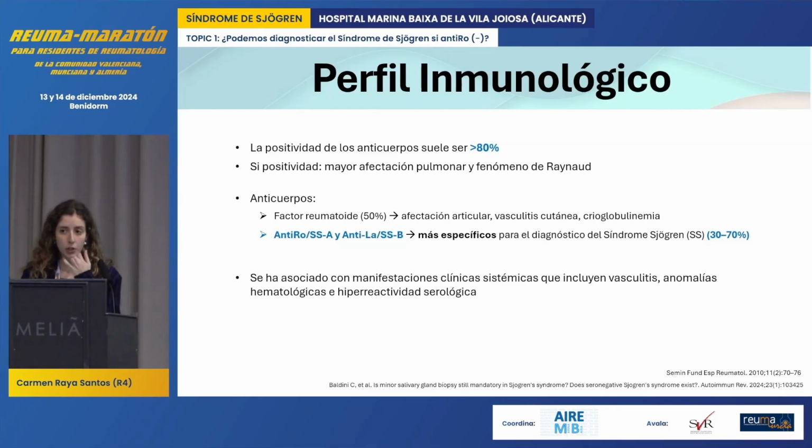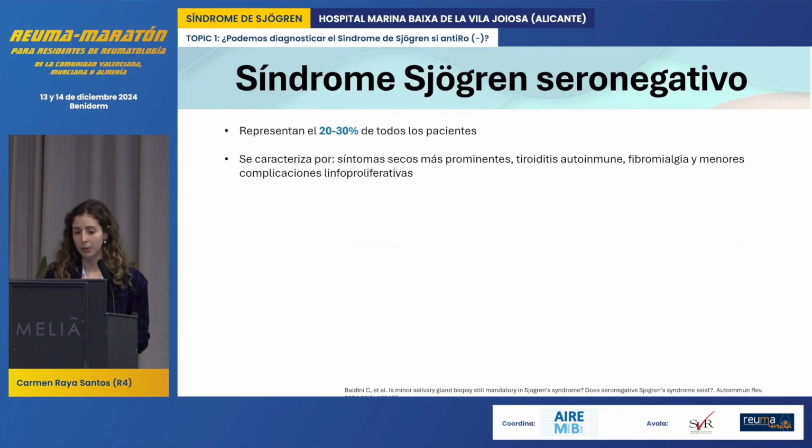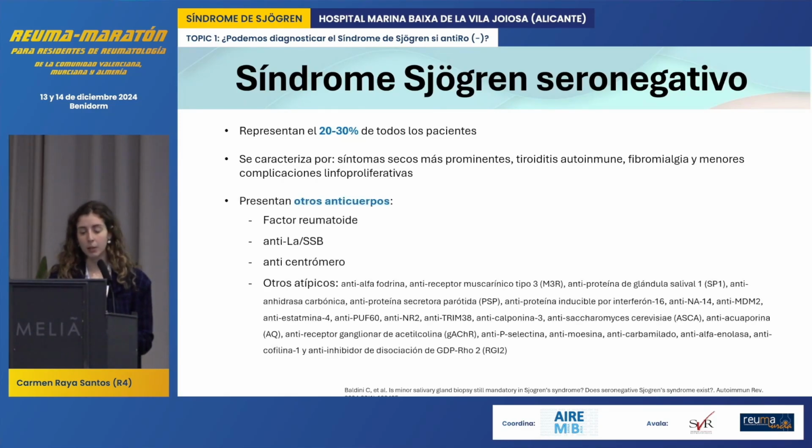Therefore, around 80% of patients will present with positive antibodies, but there will still be about 20-30% who do not have them. And these are the seronegative Sjögren syndromes with negative RO, which are characterized by more prominent dryness symptoms, autoimmune thyroiditis, fibromyalgia, and fewer lymphoproliferative complications. They may present with other antibodies, even if not anti-RO, such as rheumatoid factor, anticentromere, and a long and extensive list of other atypical ones that we usually don't test for either. In clinical practice, in clinical trials, it has been observed that there can be other antibodies.